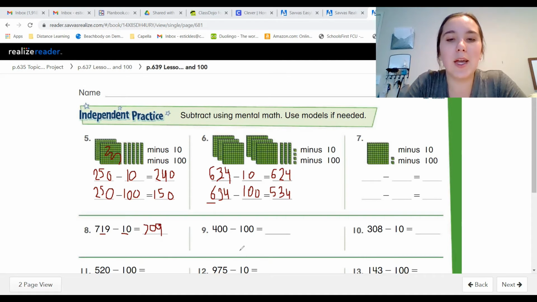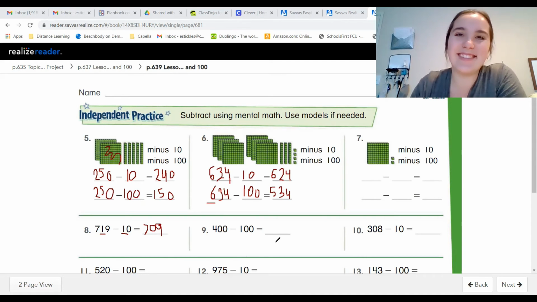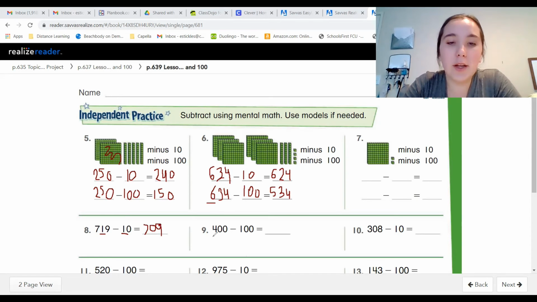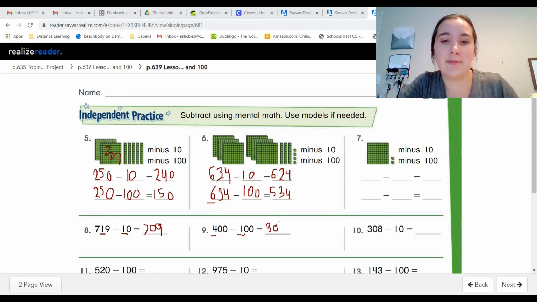I want you to do number 9, pause, solve it, come back when you're done. You ready? So I have 400s minus 100. Well, 4 minus 1 is 3. So my answer is just 300. Easy peasy. Look at that.